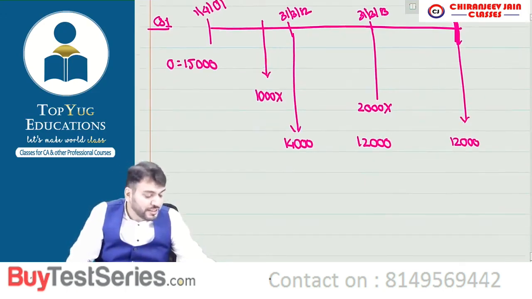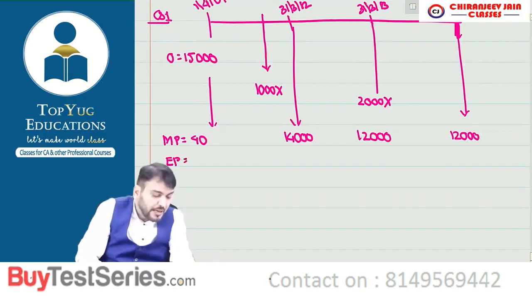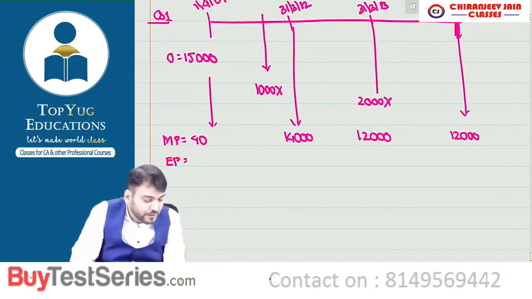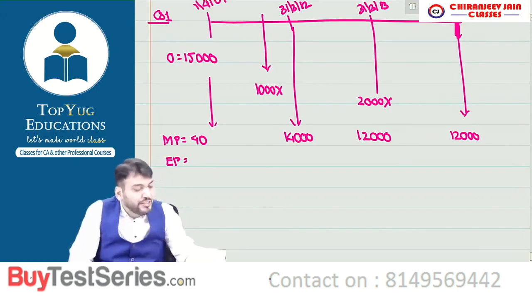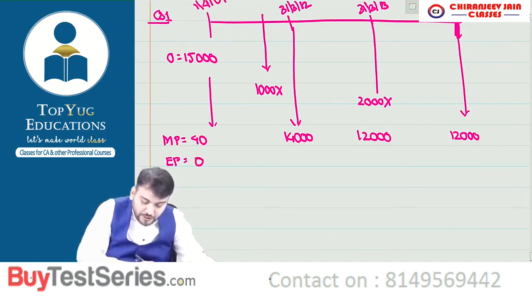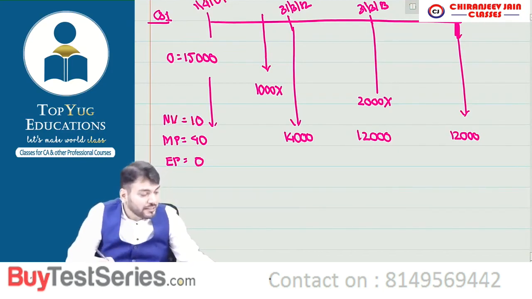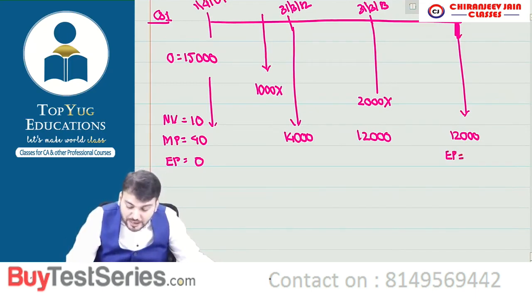Correct? What was the market price? Here the market price is 40. Correct? What is the exercise price? In this question you can see the exercise price is not given, so we will take the exercise price as 0. And what is the nominal value of shares? Nominal value of shares is 10. Now the market price has been increased to 80.